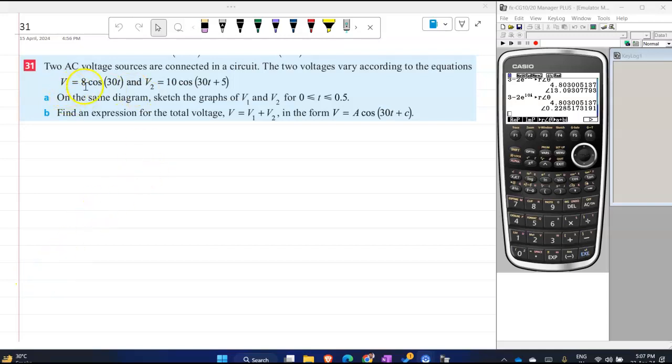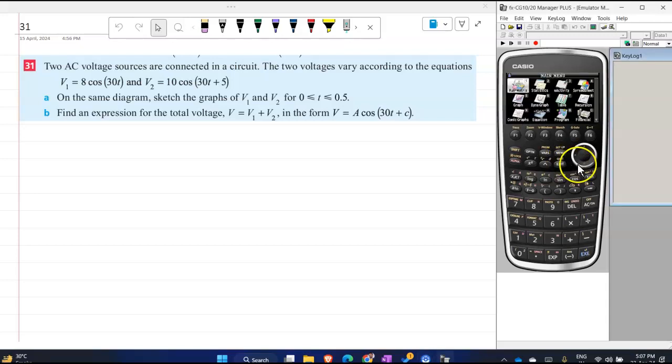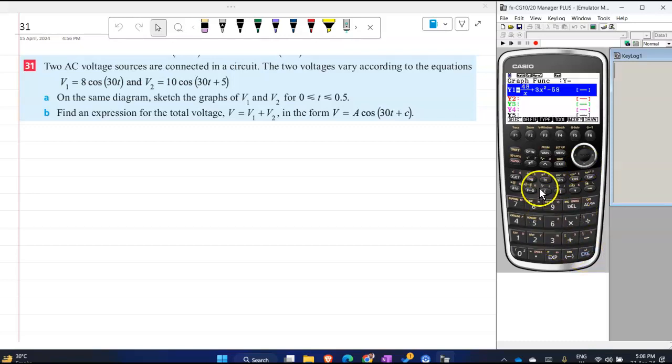How will you get this? You'll graph this. First of all, your calculator should be in radian mode. How do you know? Whenever it's not specified, it's in radians. Graph, correct?